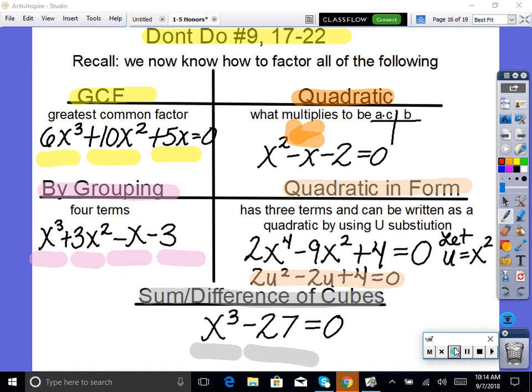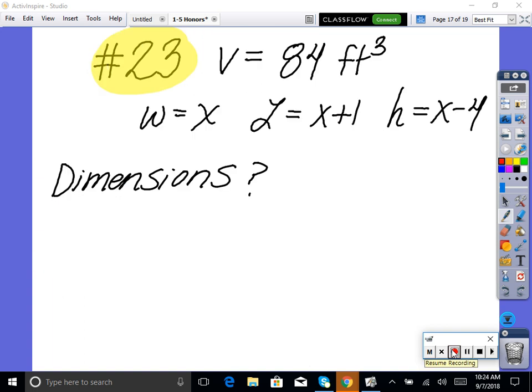Don't do 17 through 22. We'll talk about that. The volume of an object is 84 cubic feet. The feet cubed part is just the unit of measurement. Our width is x, our length is x plus 1, and our height is x minus 4. It wants to know what is the width, what is the length, what is the height. Well, we need to know x to know that. True? So guys, if you're ever solving an equation and you have an unknown, set up a true statement and then solve. So what's our true statement?